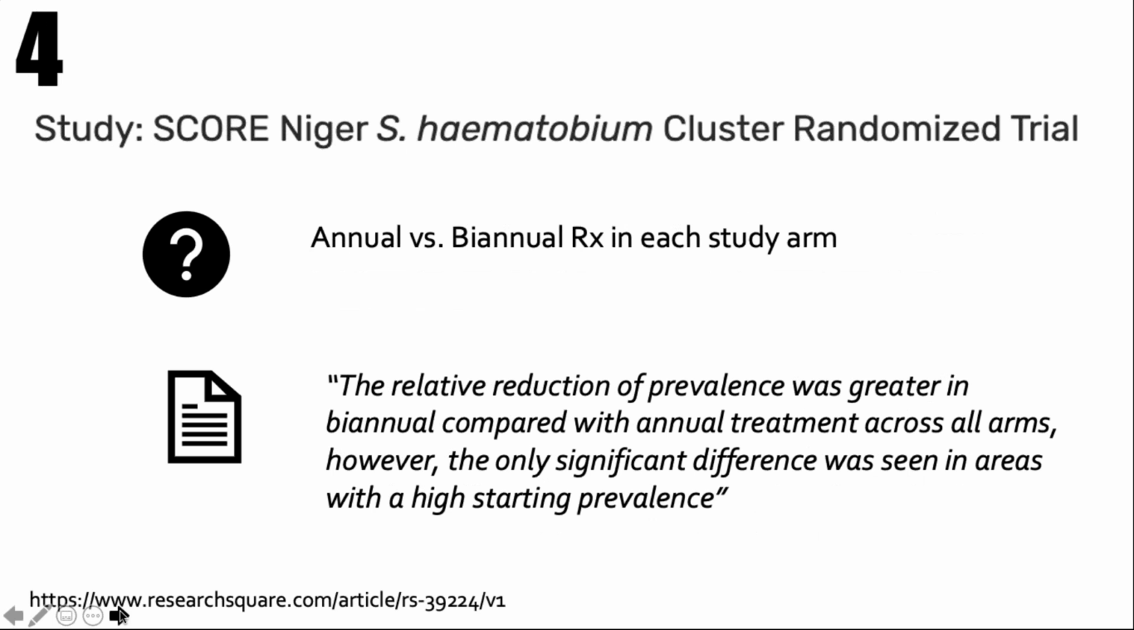Next, in the Niger S. haematobium cluster randomized trial, they compared once-a-year treatment to twice-a-year treatment in each study arm, and found that the relative reduction of prevalence was greater in biannual compared to annual treatment across all arms. However, the only significant difference was seen in areas with a high starting prevalence.